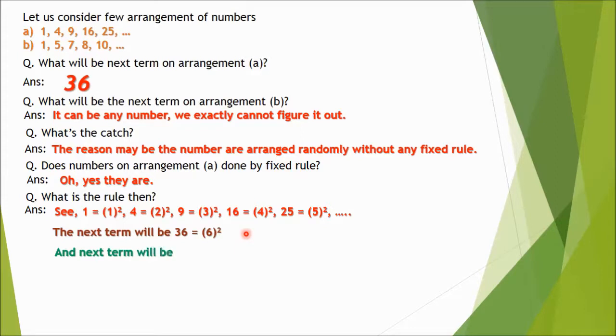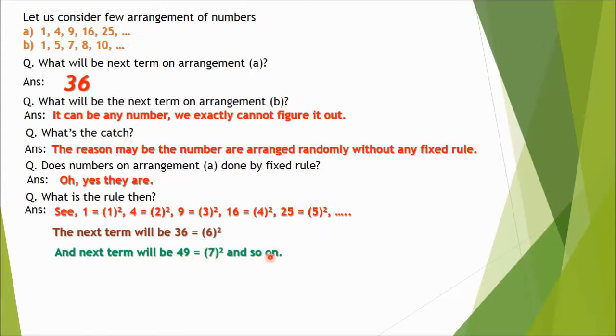The first term is the square of 1, second term is the square of 2, third term is the square of 3, fourth term is the square of 4, fifth term is the square of 5, sixth term will be the square of 6, and seventh term will be the square of 7. And there is a rule. The next term will be 49, which is the square of 7, and so on. It goes by the rule.